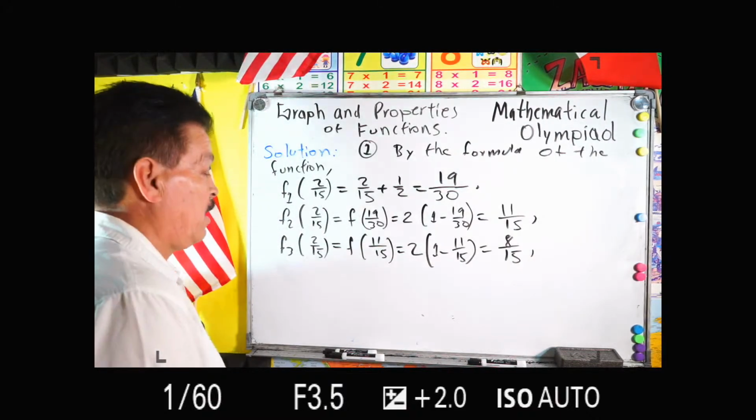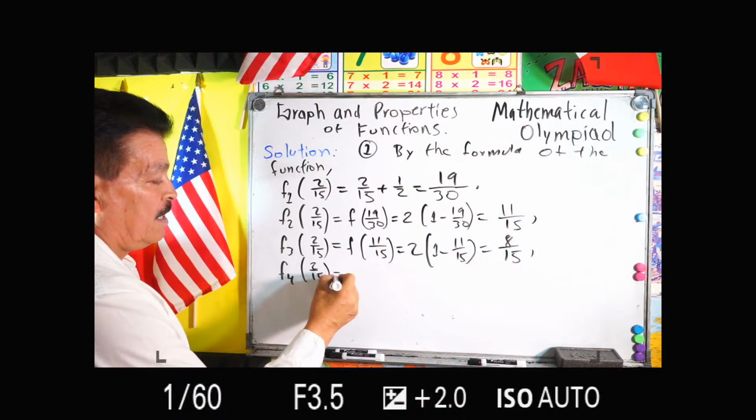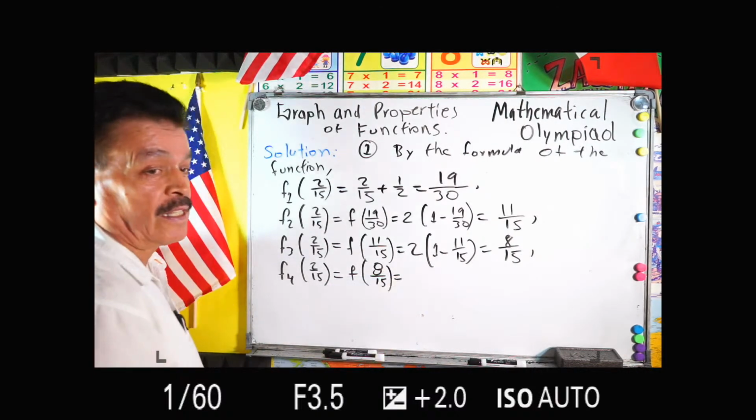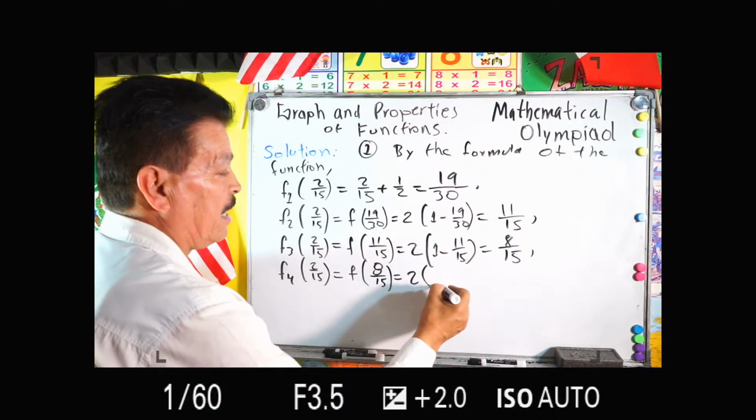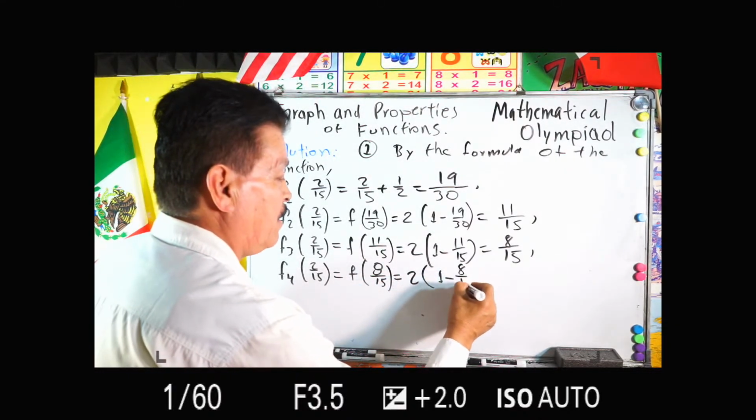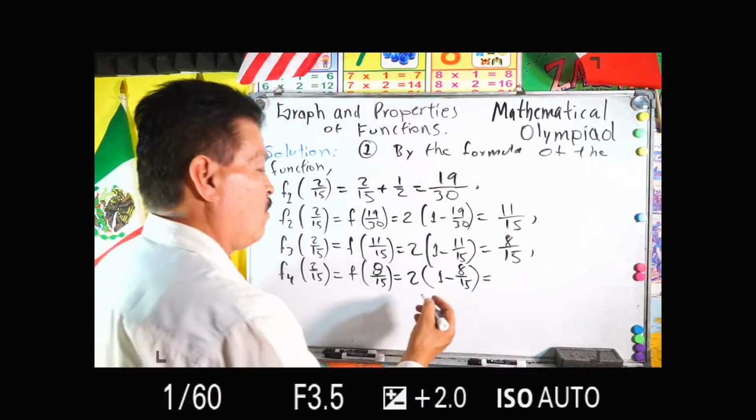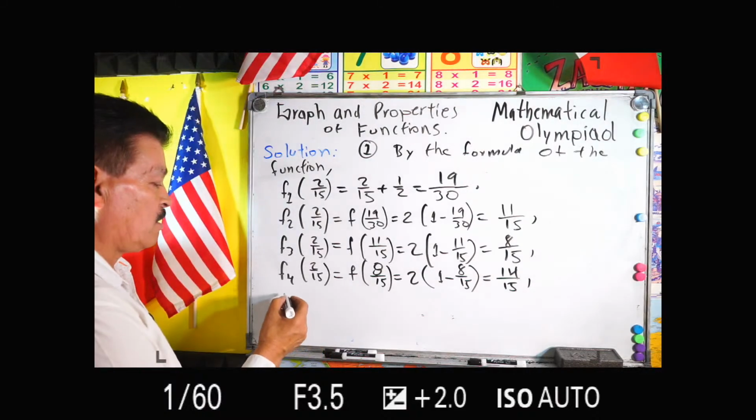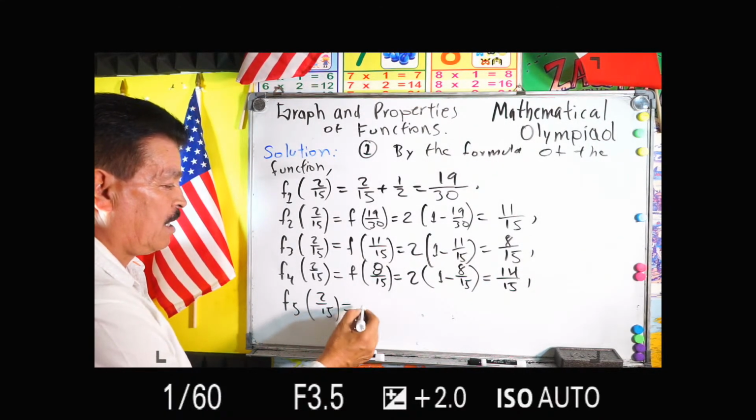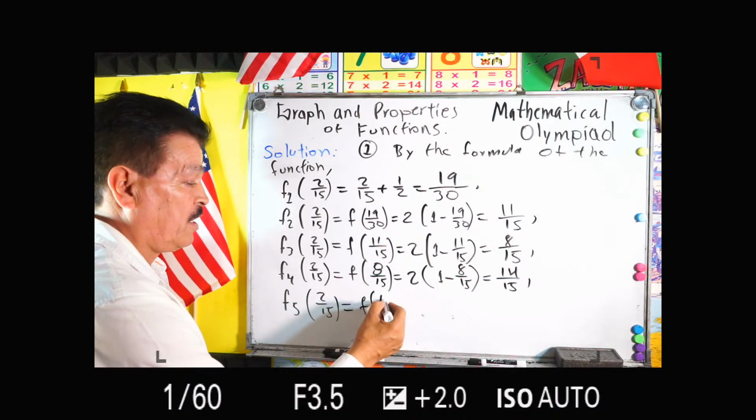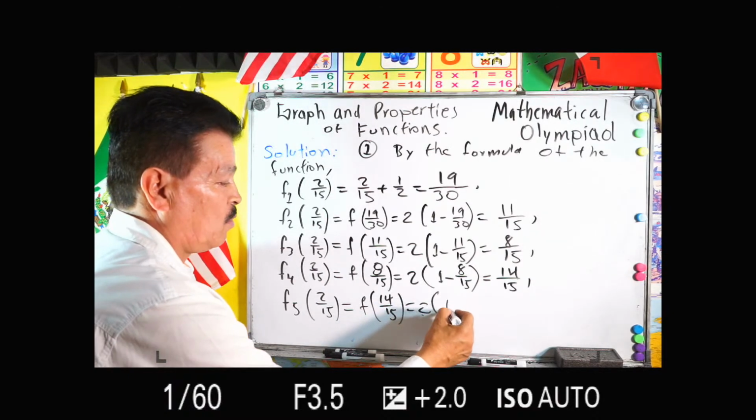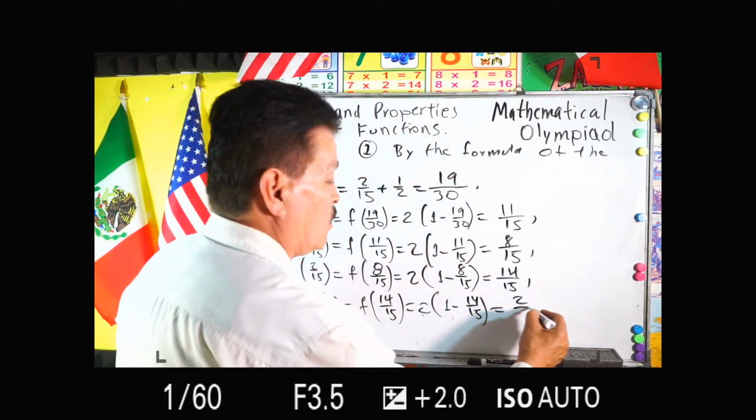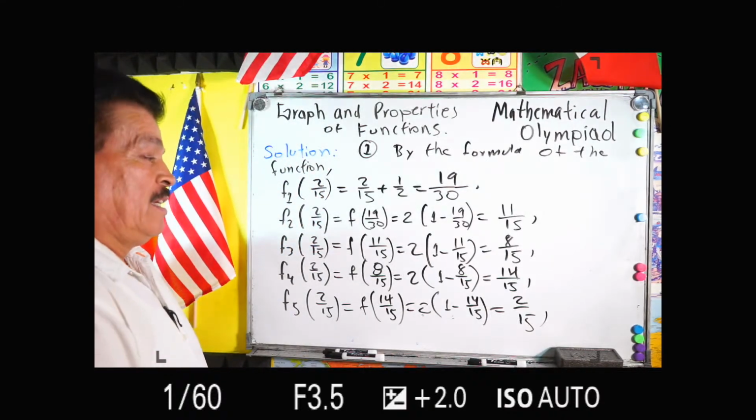So now f4 of 2/15 equals f of 8/15, which equals 2 times (1 minus 8/15), which is 14/15. Okay, now let's go to f5. f5 of 2/15 equals f of 14/15, which equals 2 times (1 minus 14/15), which equals 2/15. So we are here right now.